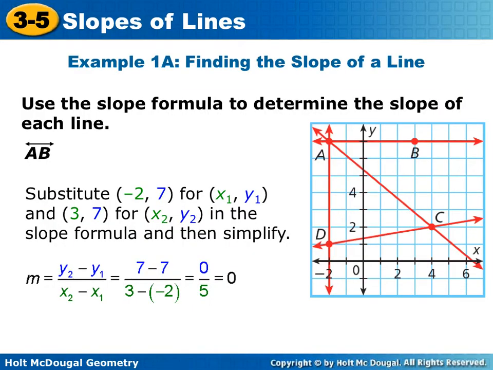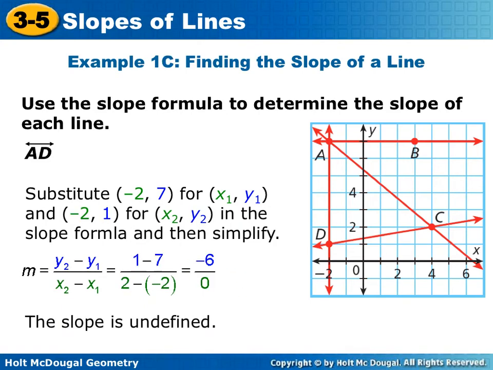Here it says find the slope of each line. I just left the work up here just to kind of show. But anytime you have a horizontal line like you do here for AB, slope's going to be 0. There's no slope to this line. And if you do the slope formula, you get 7 minus 7 over 3 minus negative 2. You get 0 over 5, and this checks. It has a 0 slope.